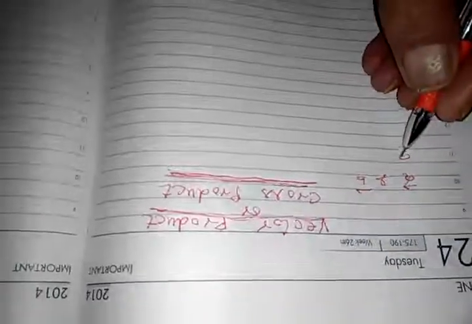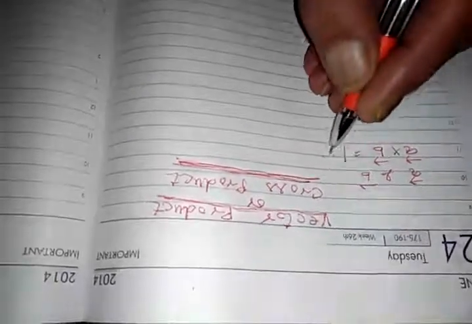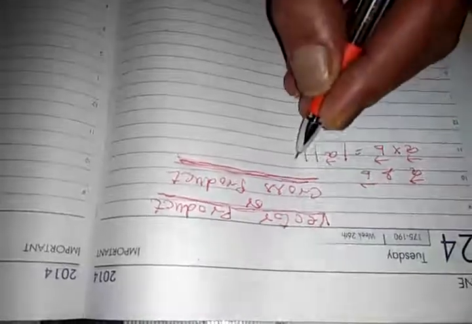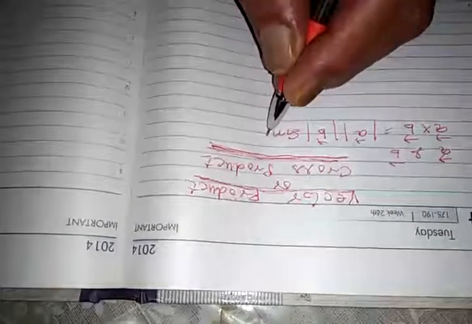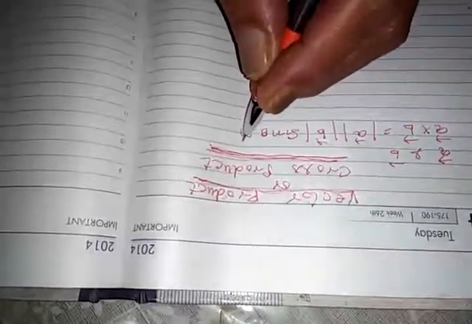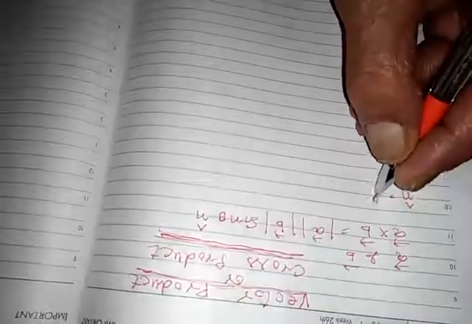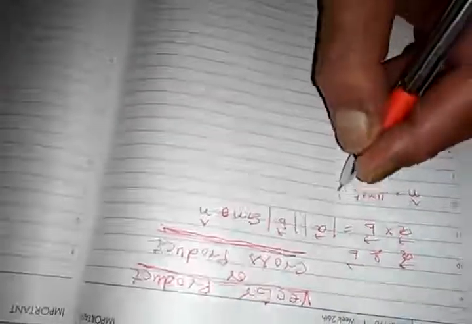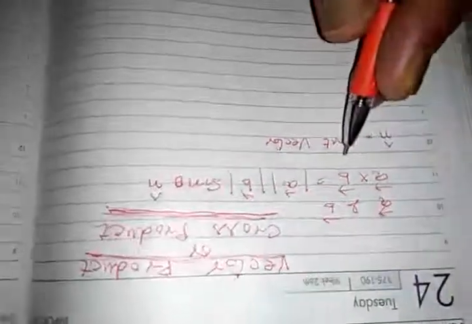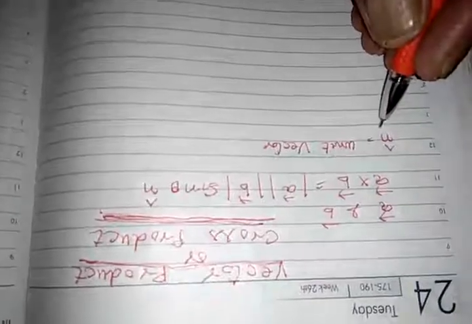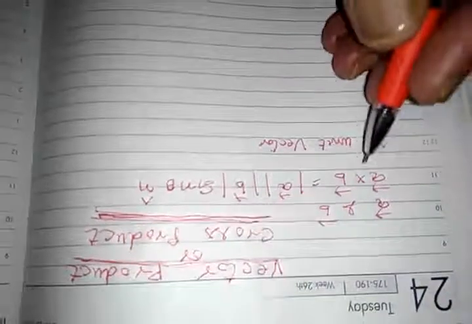Then A cross B is defined as magnitude of A into magnitude of B into sine of the small angle between them, that is sin theta, into n cap. ठीक है। n cap is a unit vector perpendicular to both vector A and vector B, or we can say n cap is a unit vector perpendicular to the plane containing A and B.